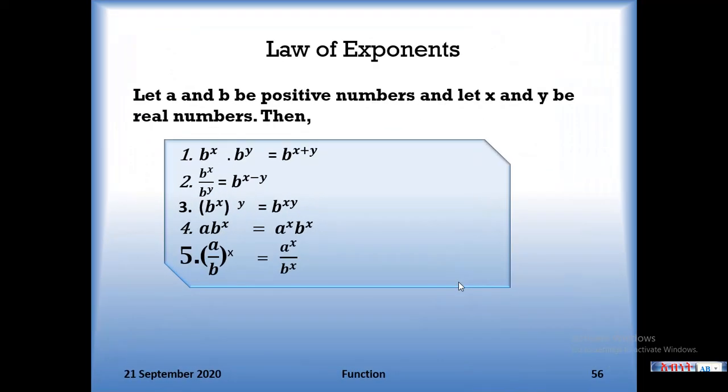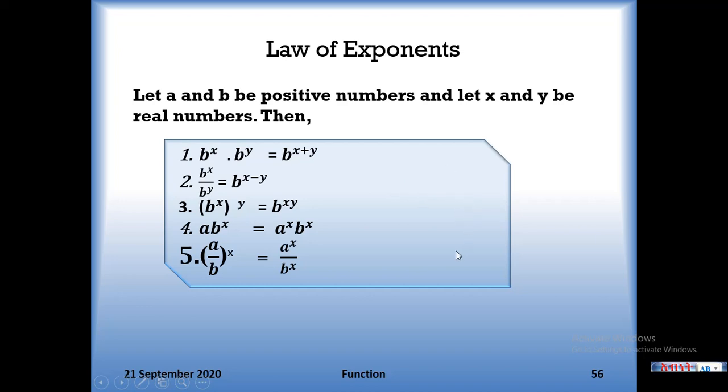And there are laws of exponents. Let b be a positive number and let x and y be real numbers. Then these are very important points. b to the power of x times b to the power of y: take one of the base and add their exponents. If it's divided, use it like this. By the way, the rest one is b to the power of minus x, which is equal to 1 over b to the power of x.